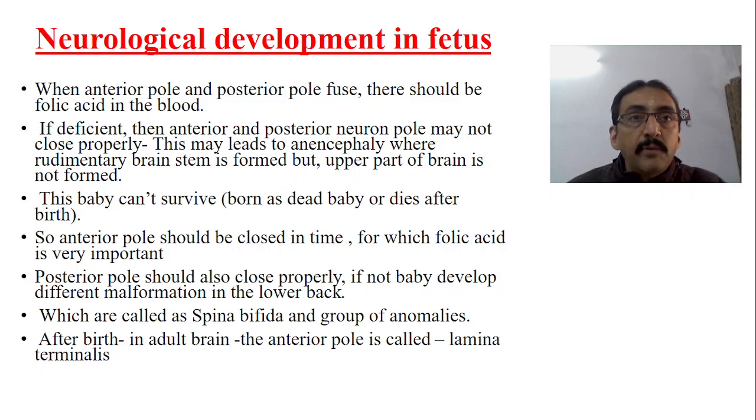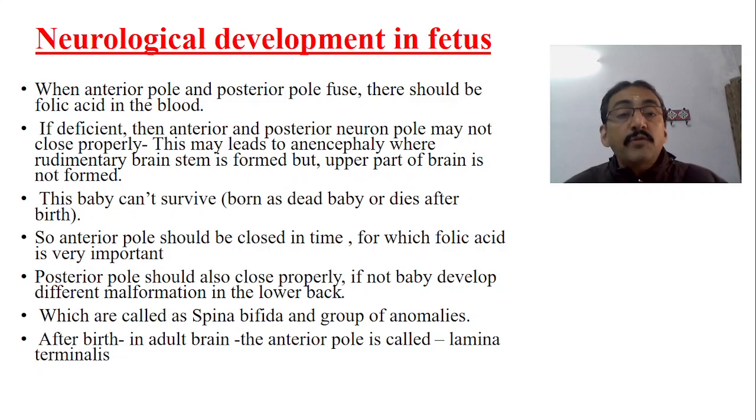And if it is not properly closed, for the proper closure, a large number of cells should be produced. For cell production, we need cell division. For that, we need folic acid. Okay. So now it is not properly formed, and only a rudimentary brain is formed, and this condition is called anencephaly. This baby cannot survive, is born dead, or dies immediately or soon after birth. So the anterior pole should be closed in time, for which folic acid is very, very important.